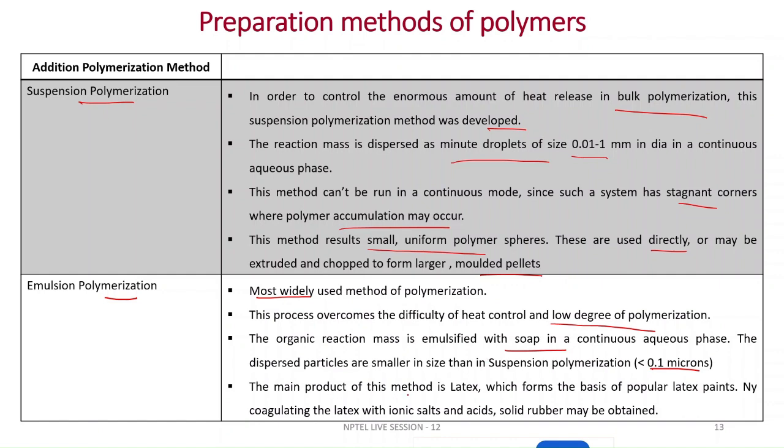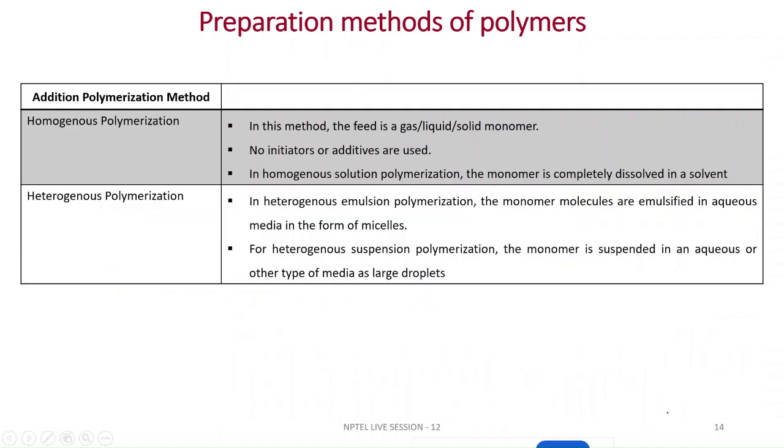The main product of this emulsion polymerization is latex, which forms the basis of popular latex paint. By coagulating the latex with ionic salts and acid, solid rubber may be formed using this latex.